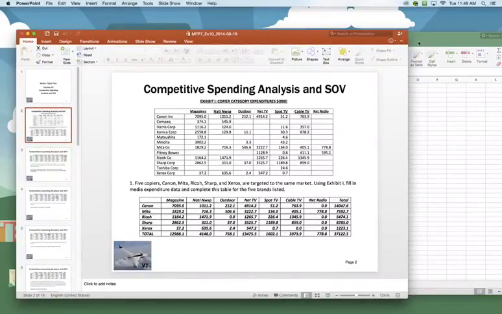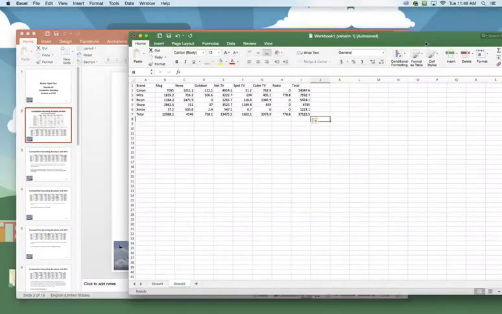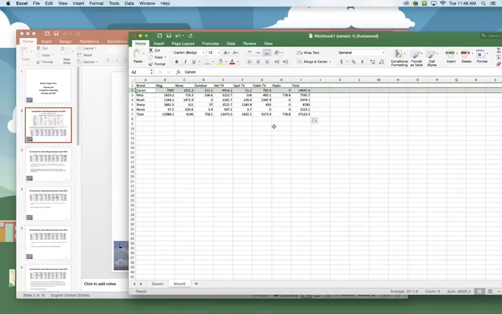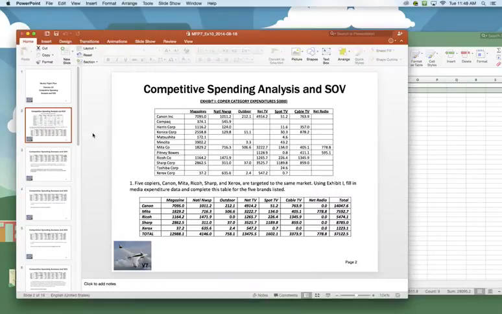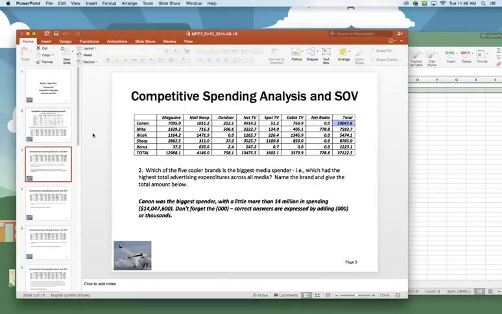Okay, so the first thing they mention is which of the 5 copier brands is the biggest media spender? So who's spending the most money in this case? You can pretty much determine just by looking at where the numbers line up that Canon here is our big media spender. We notice this in terms of $14 million in spending, so it's quite a bit of a budget in this case.